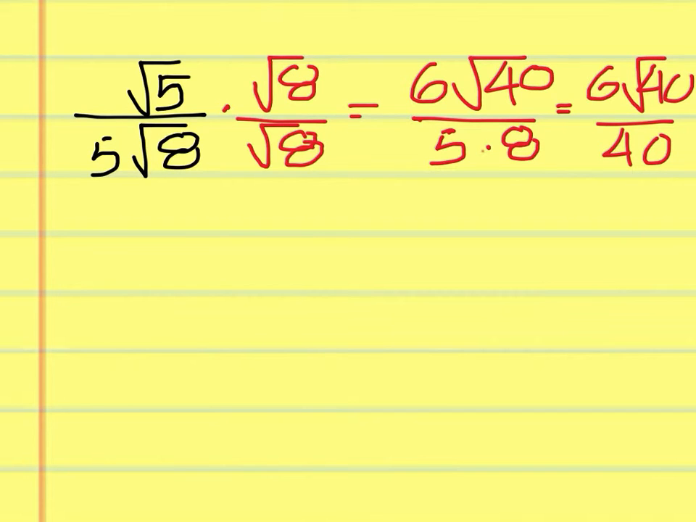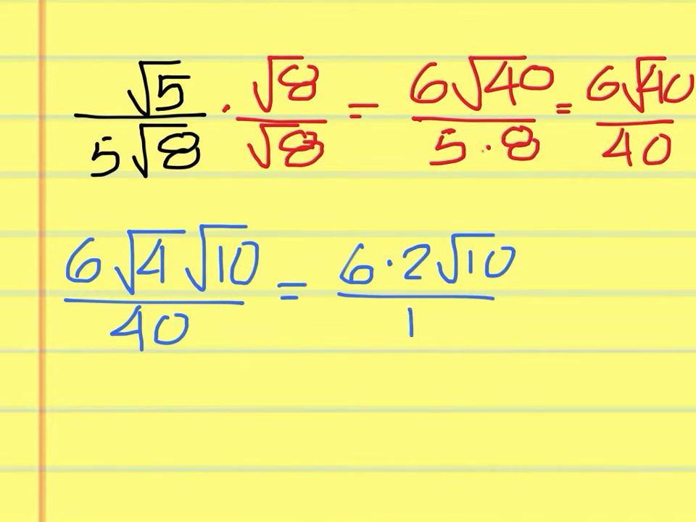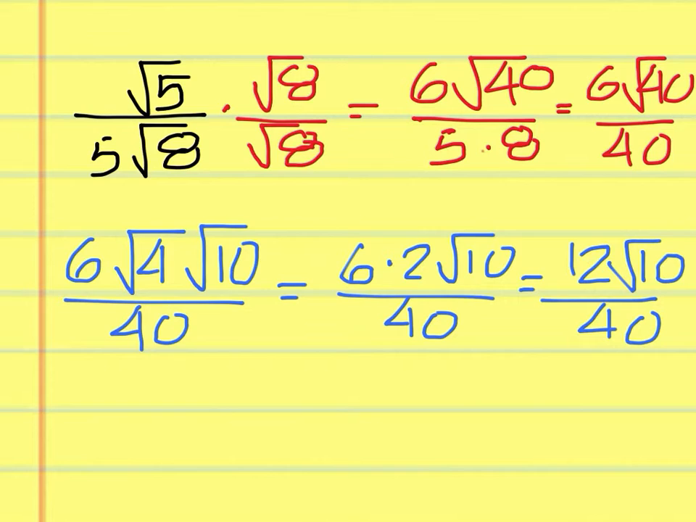Now we have multiple things we can simplify. You have 6 over 40, and then plus you have the square root of 40. So let's take care of the square root of 40 first and break it up as 4 and 10. And then on the bottom we keep our 40. Square root of 4 is 2. And simplify the top to have 12 square root of 10. On the bottom you still have 40.